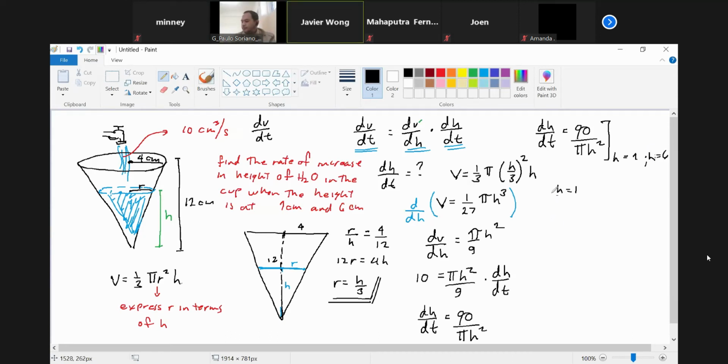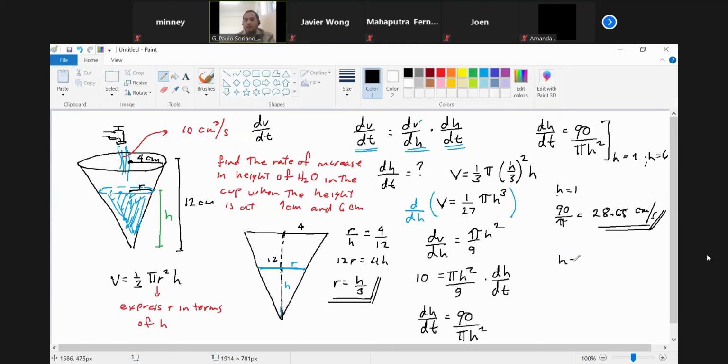Okay, when h is equal to 1, we'll get 90 per pi, correct? Which is now equal to 28.65 centimeters per second. Okay, that's how fast it is moving at h equal to 1.